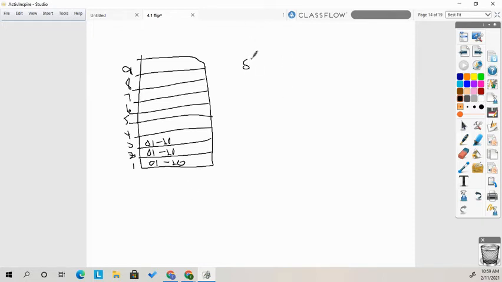Okay, so a stratified sample would be taking each floor and maybe picking 2 apartments off of each floor.